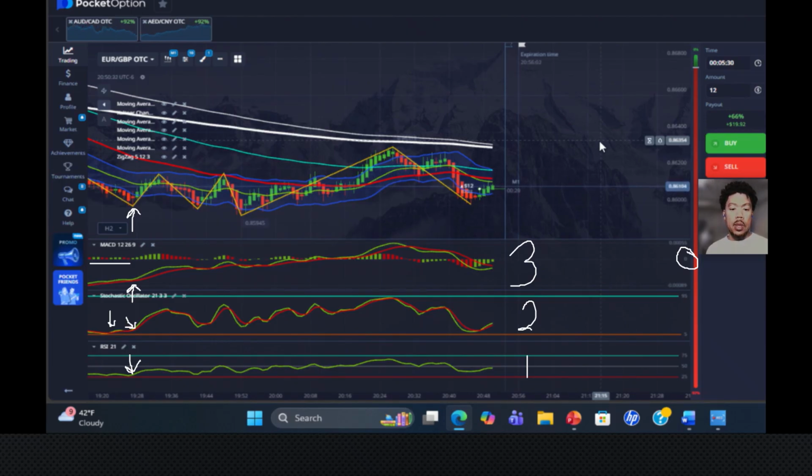Now the other piece is this channel. You can't see that, but the channel is curving out. All right, so it's curving out. With the channel curving out, it lets me know that there's going to be a reversal.